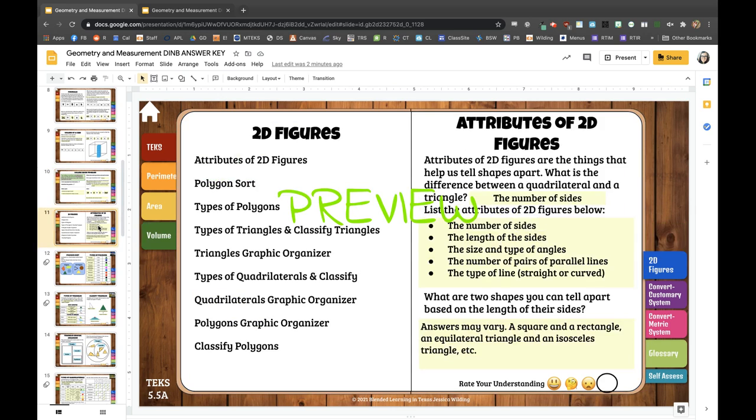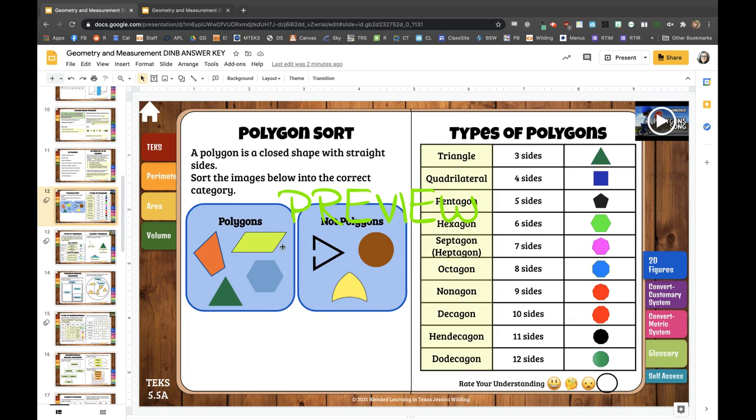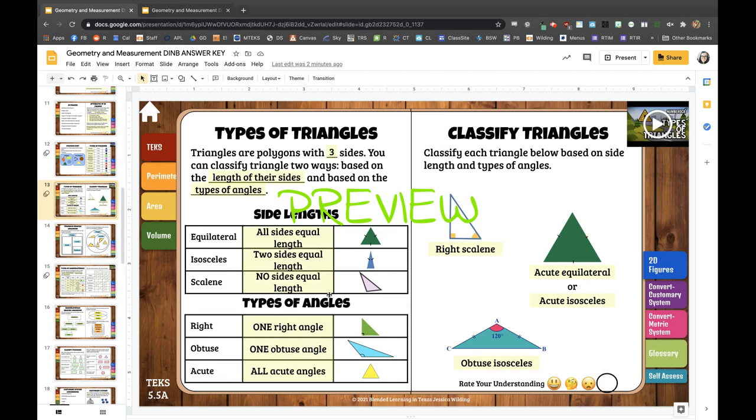The next section is on 2D figures, so it starts with attributes of 2D figures, and then polygons, sorting polygons and non-polygons, and the different types of polygons, so naming them based on the number of sides. Then types of triangles and classifying by side lengths and by angles, and then classifying these 3 examples.